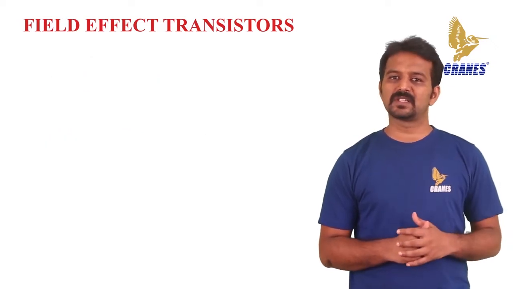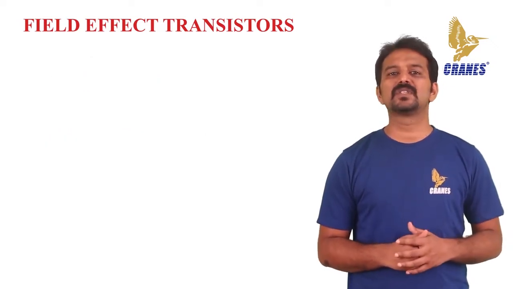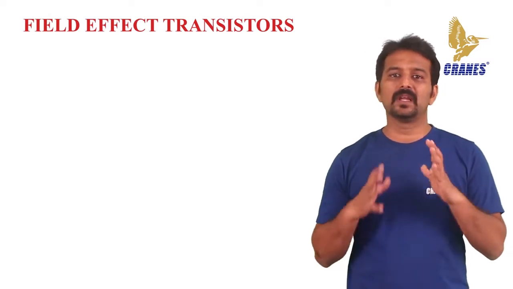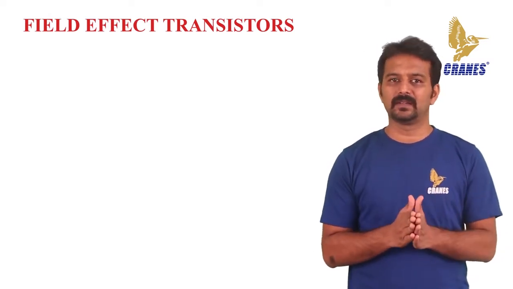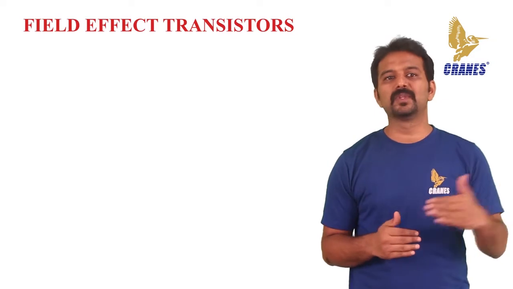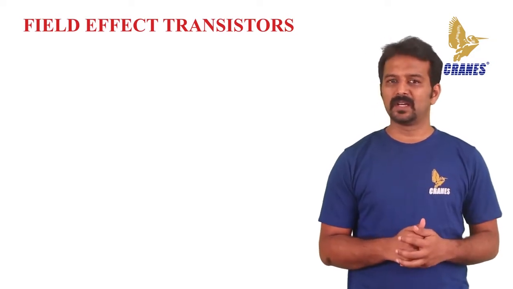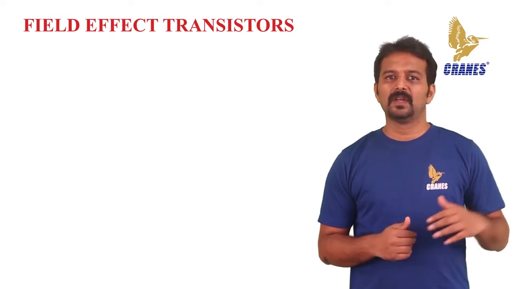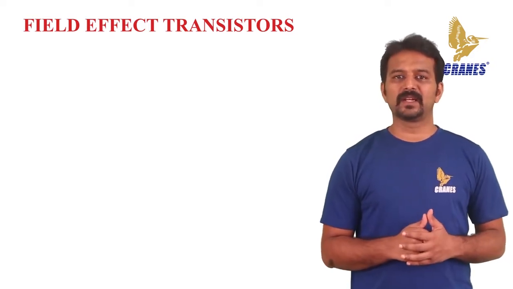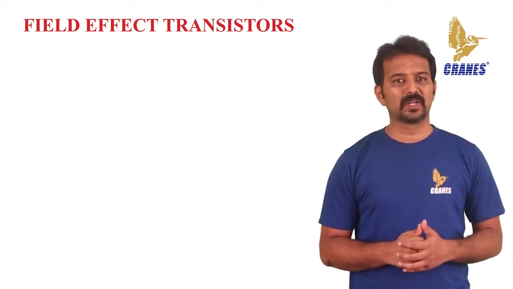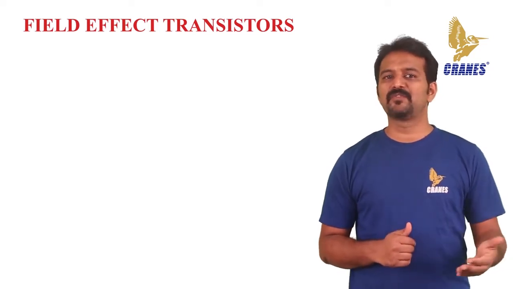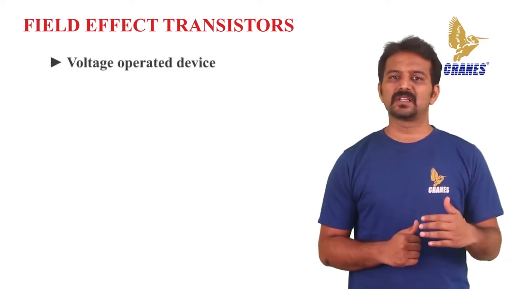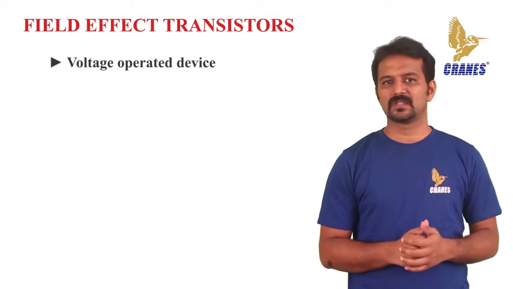The field effect transistor, or simply FET, uses the voltage applied to the input terminal, called the gate, to control the current flowing through it, resulting in the output current being proportional to the input voltage. As their operation relies on the electric field generated by this input gate voltage, this makes the field effect transistor a voltage operated device.